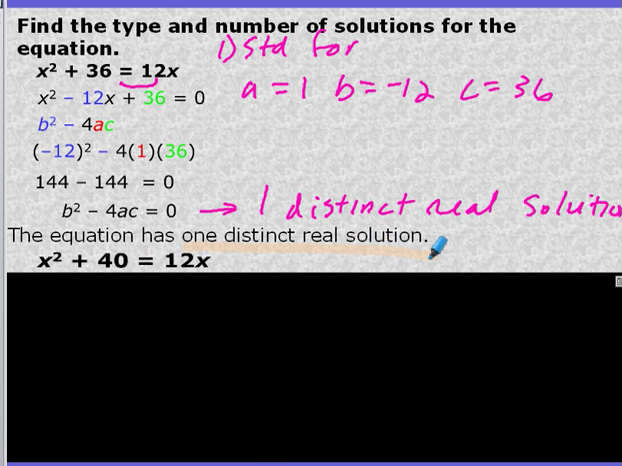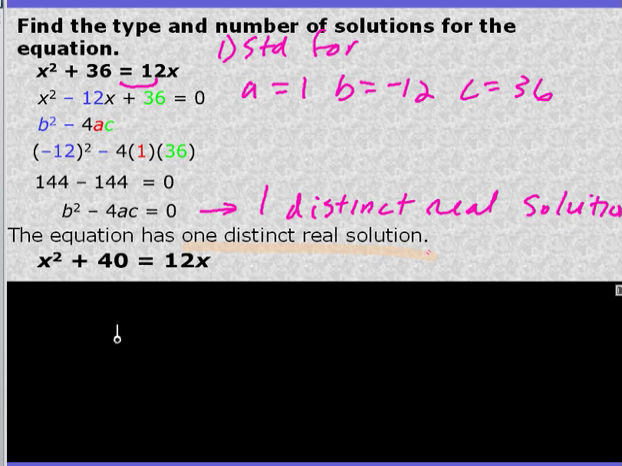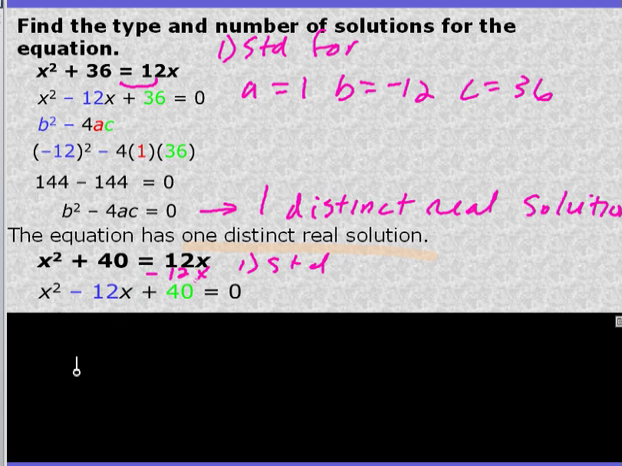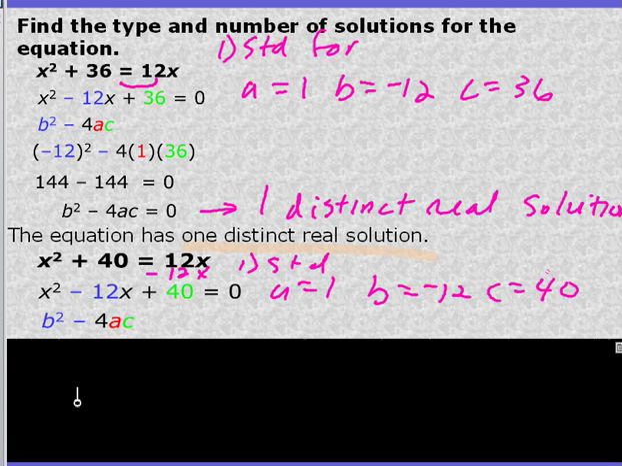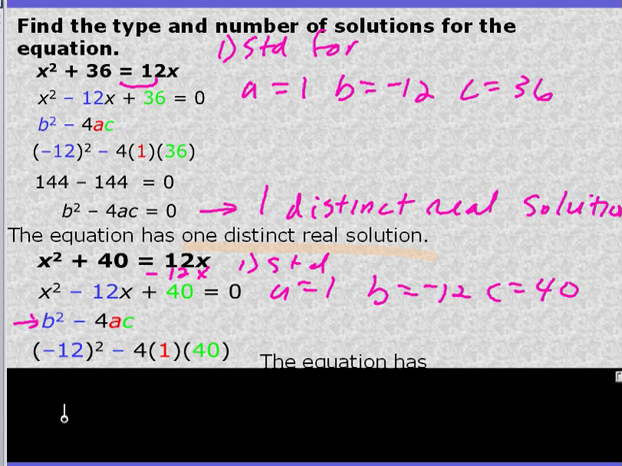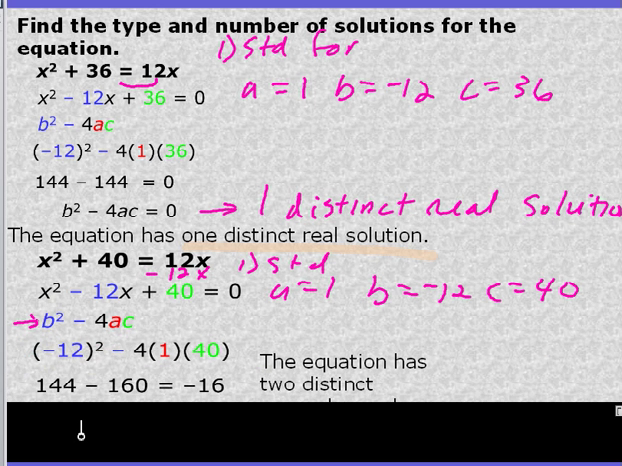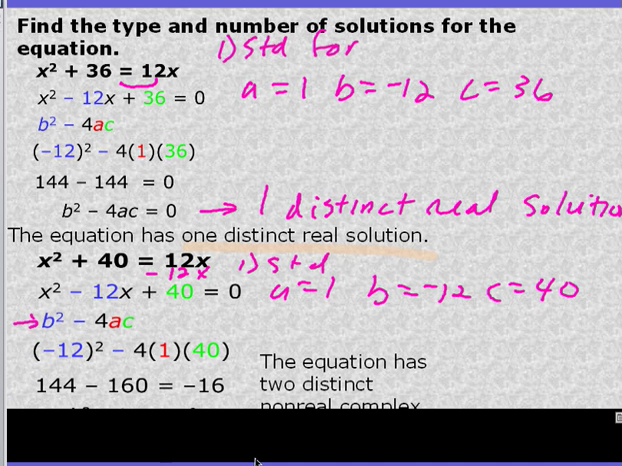All right, next one. It looks pretty similar, but it's different. So again, we've got to put it in standard form first. So we're going to subtract our 12x. Now we have an a equals 1, a b equals negative 12, and a c is equal to 40. And you can probably guess what's going to happen this time. If we plug it into our discriminant, we're going to end up with 144 minus 160, which is equal to negative 16.